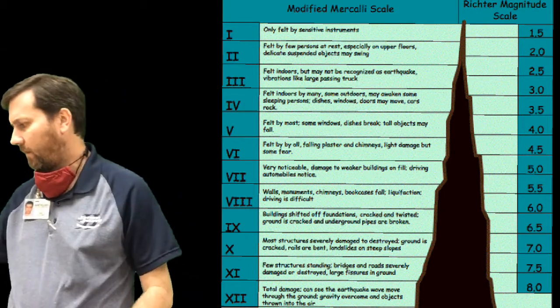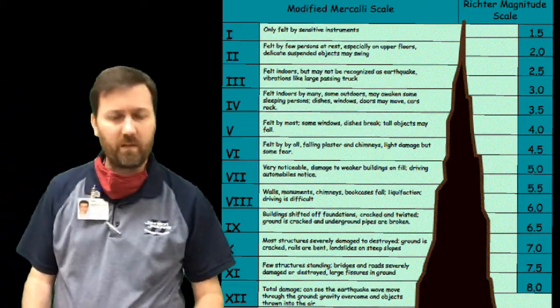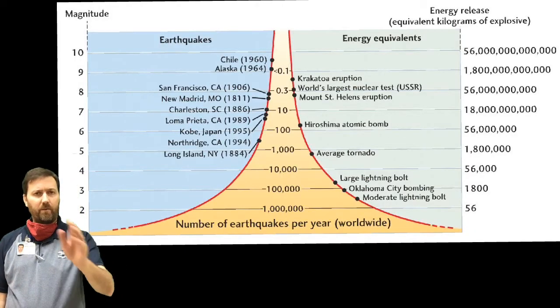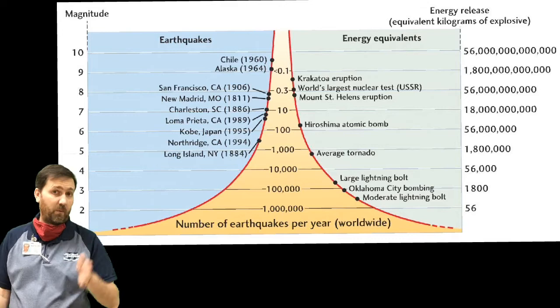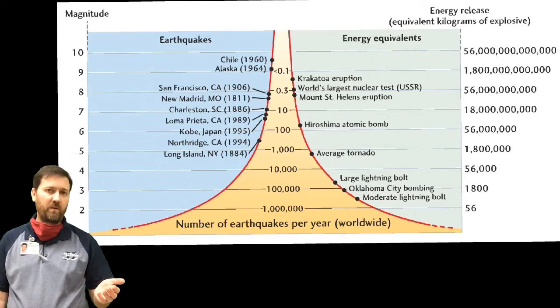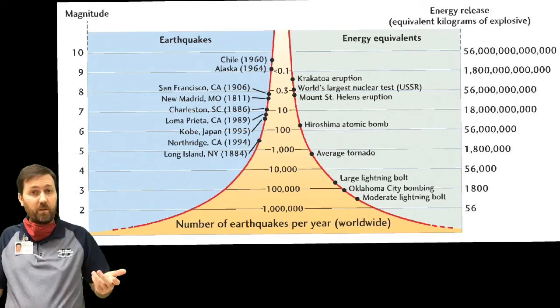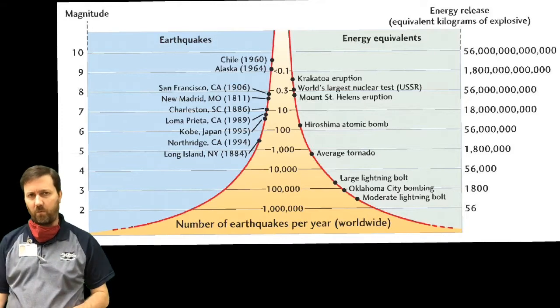Then we came up with the magnitude momentum scale, which is the scale we use today. Now on the news they say, oh, it's an 8.8. Well, that's a magnitude momentum rating, but they say Richter scale because everybody knows that one. Right? It's still a magnitude momentum scale.